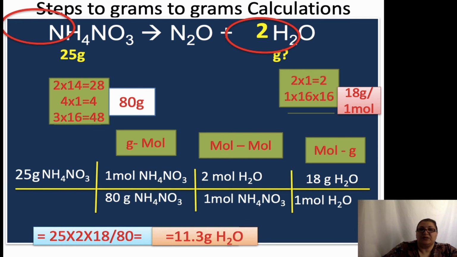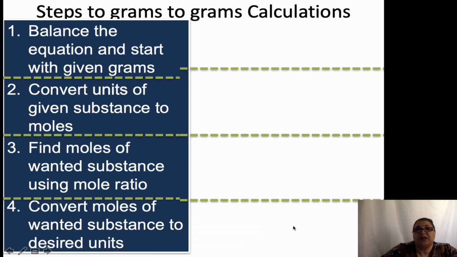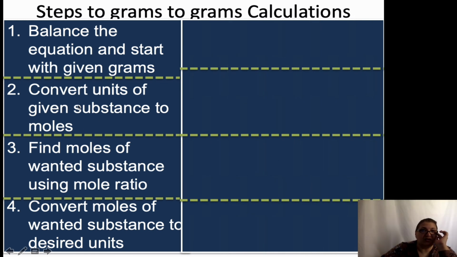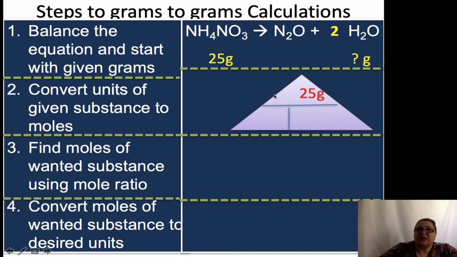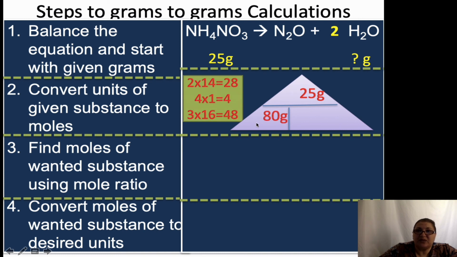We take the grams, divide by molar mass, then the mole ratios, and then multiply by molar mass of the water, which is the unknown, what they're asking for. Okay, this is the triangle method, and it also has steps. So first step, balance. So we added 2 multiplied by 2. 25 grams of ammonium nitrate, and we're looking for water. So 25 grams goes on top. Molar mass goes right here, which is 80 grams. Top over bottom we divide, gives us the moles.